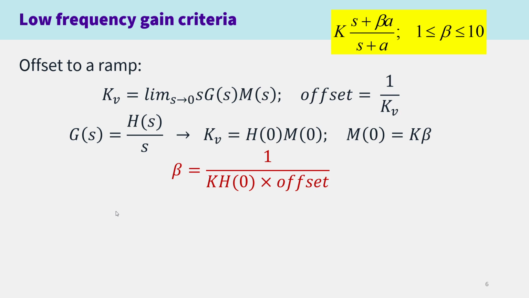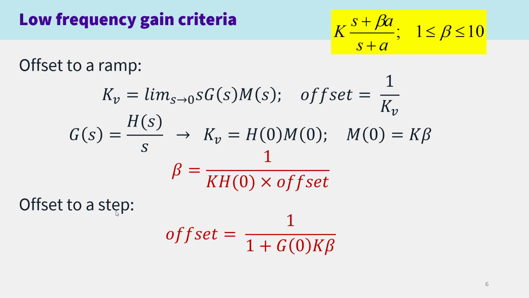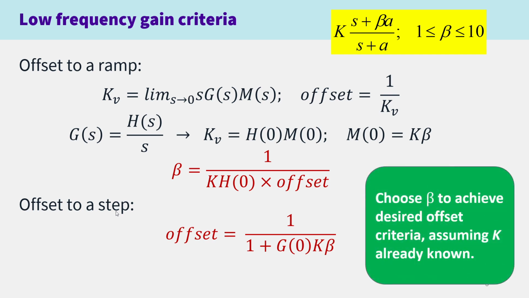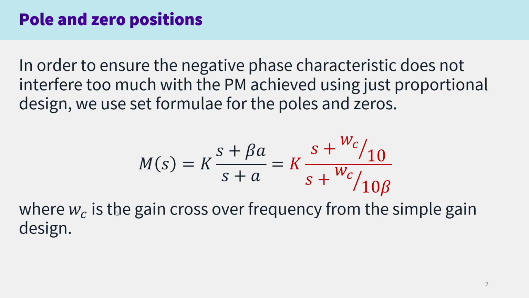So how do we introduce our low frequency gain criteria then? Well, you can find offset to ramps using this formula here, shown in the red, which gives you a criteria for beta, or you can find offsets to steps. And for both of these, essentially, you can choose beta to achieve the desired offset. You set the offset, solve the formula to get the required beta. And again, you'll notice we're assuming that k is already known because you chose that using a phase margin criteria.